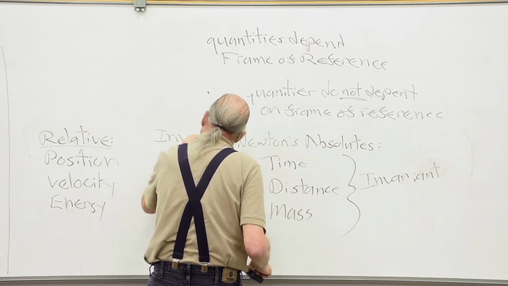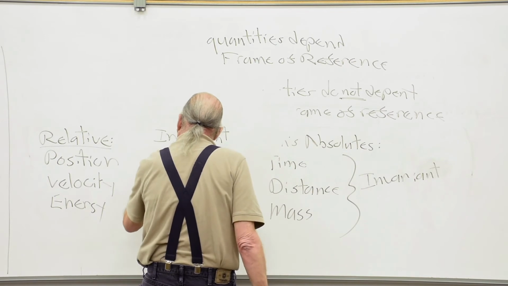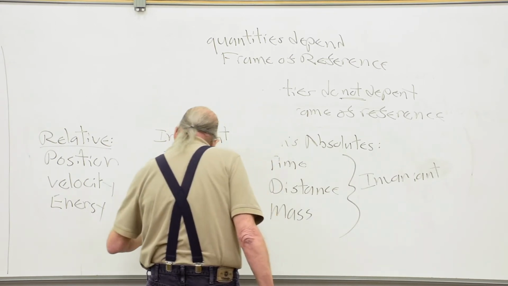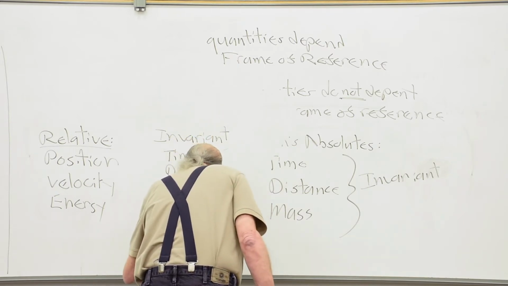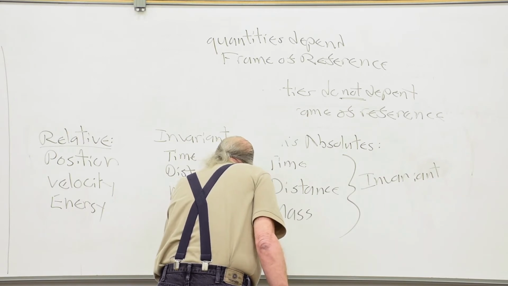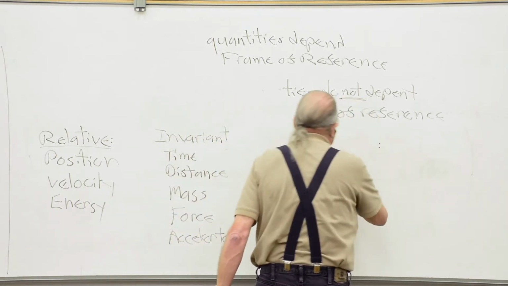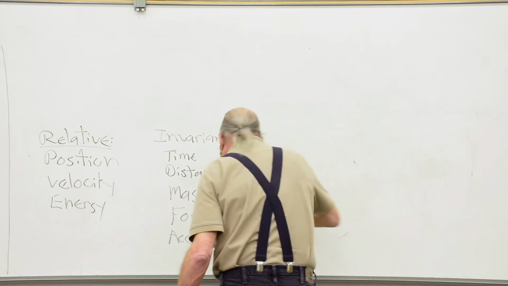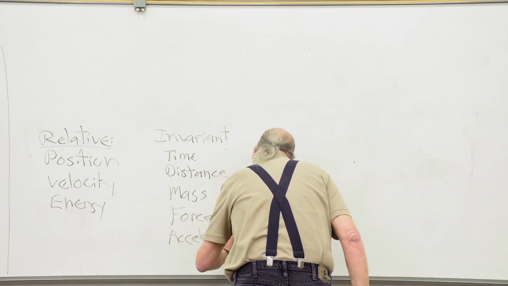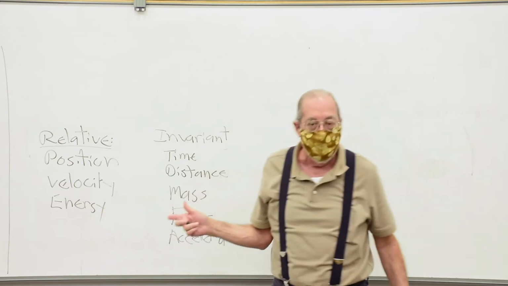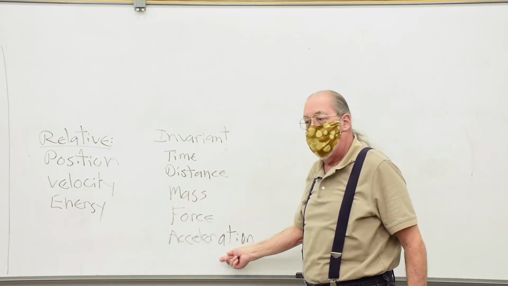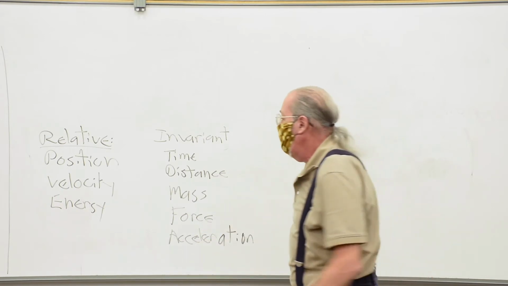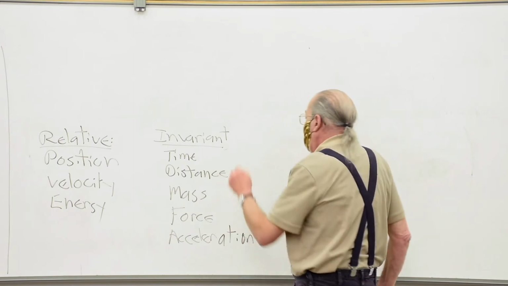Invariant: time, distance, mass, force, acceleration. You will find that you can get an accelerometer. In fact, many phones now contain an accelerometer that can measure acceleration. So even though the velocity may be relative, the change in velocity over the change in time is not relative. And force, which is mass times acceleration, is invariant. Okay? Position, velocity, energy. We'll find other things over here.